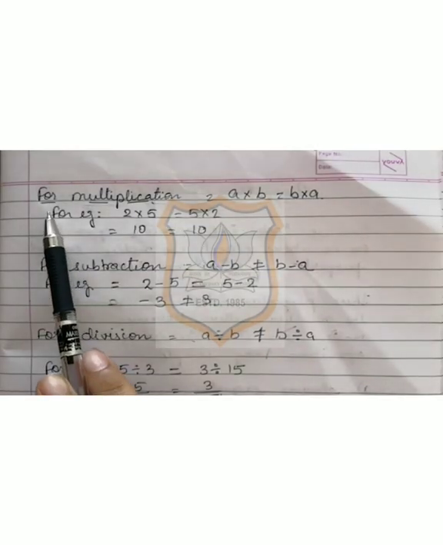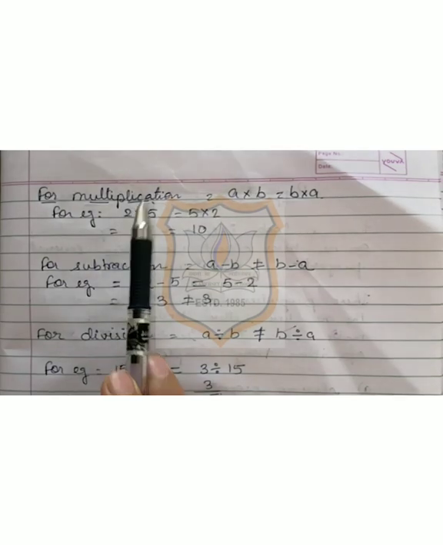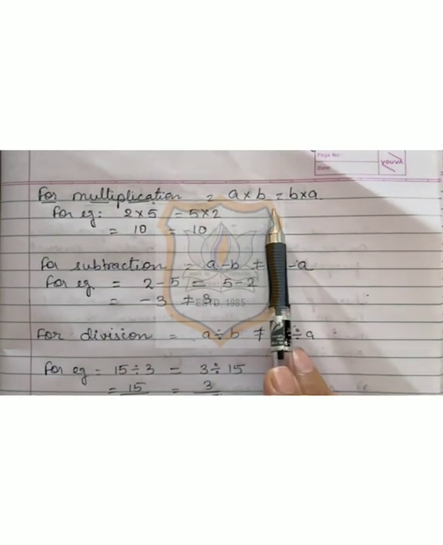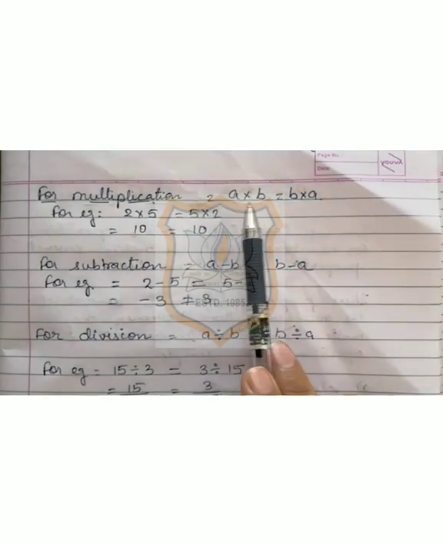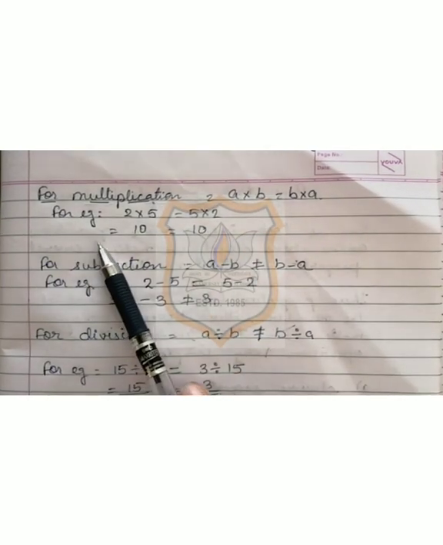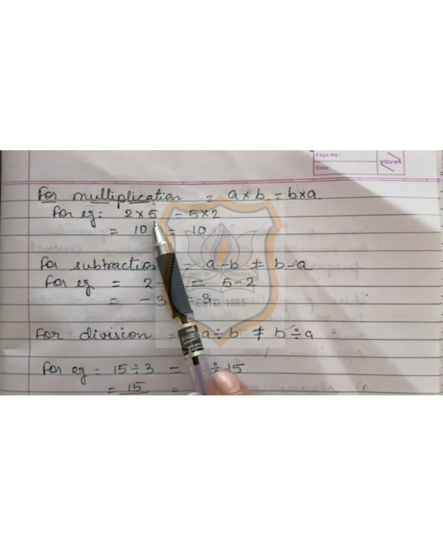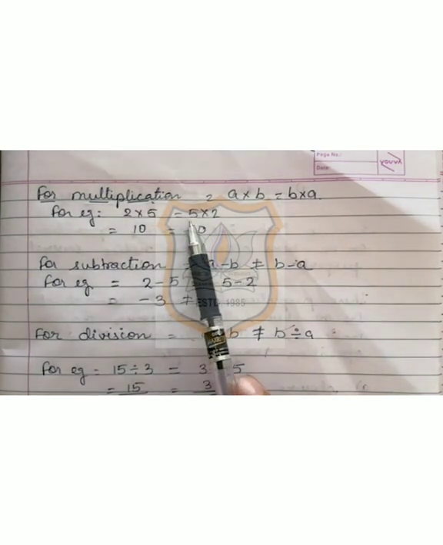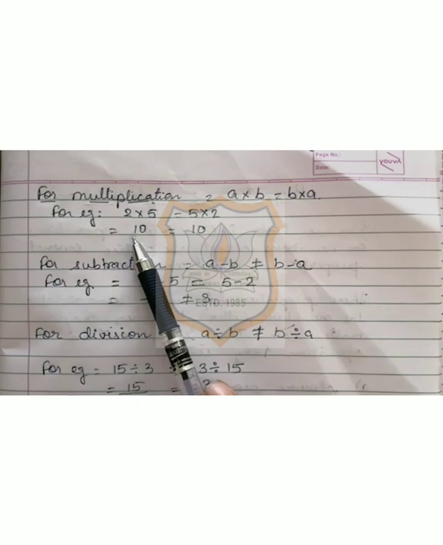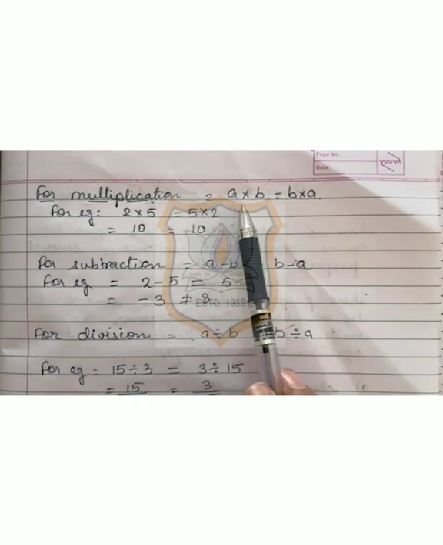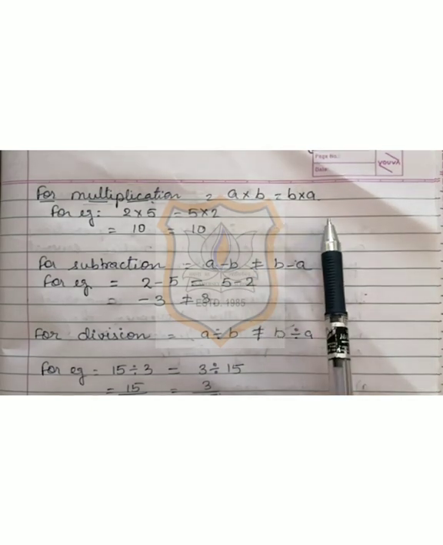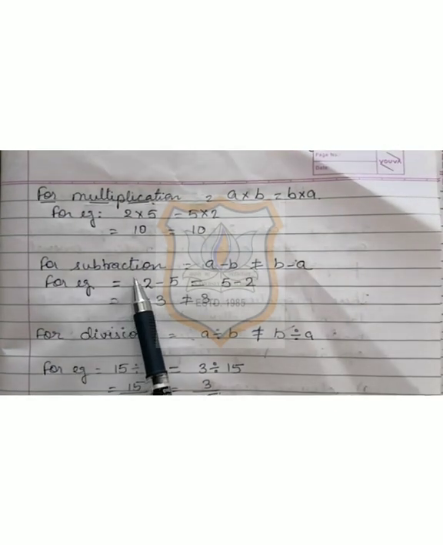Now commutative property for multiplication. The formula for it is a multiplied by b is equals to b multiplied by a. Here also the value of a is 2 and the value of b is 5. For example, if we multiply 2 by 5 or by changing the position, if we multiply 5 by 2, we get the answer as 10 in both the cases. So it is proved that a multiplied by b is equals to b multiplied by a, and the commutative property holds good for multiplication.